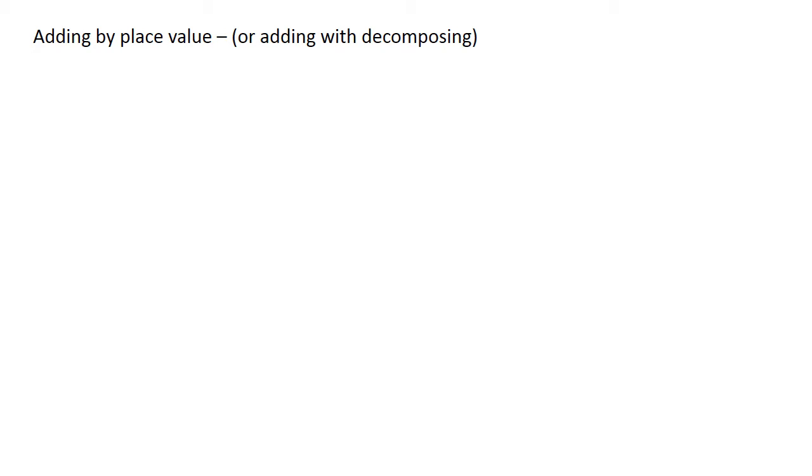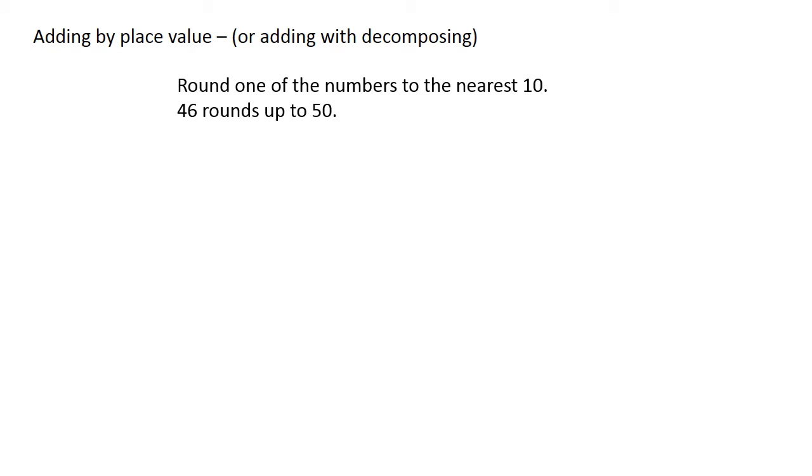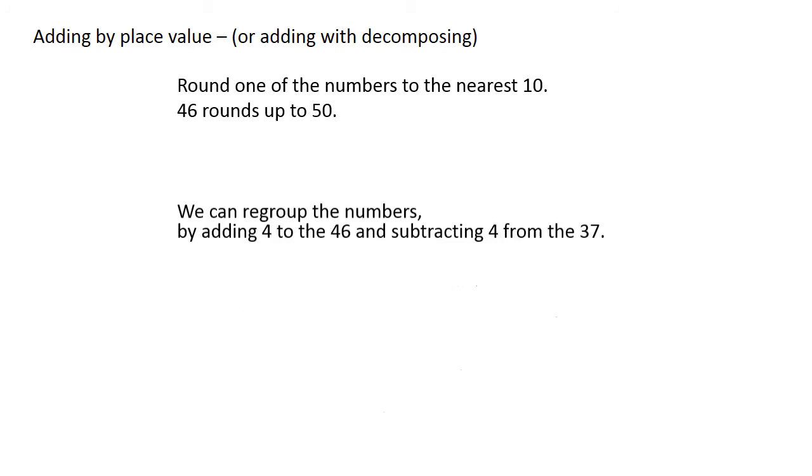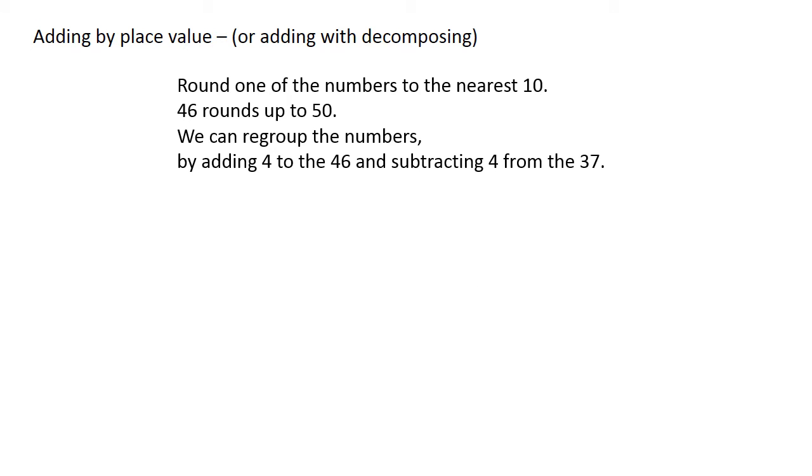When adding by place value, or adding with decomposing, we do things a little bit differently. 46 plus 37. We can think of the number 46 as being able to be rounded up to 50. It takes 4 to round 46 up to 50. So we can now regroup the numbers by adding a 4 to the 46 and subtracting a 4 from the 37.